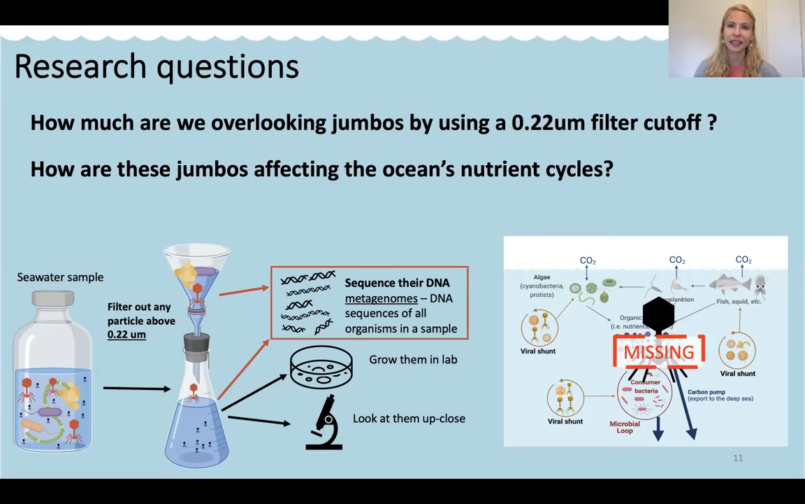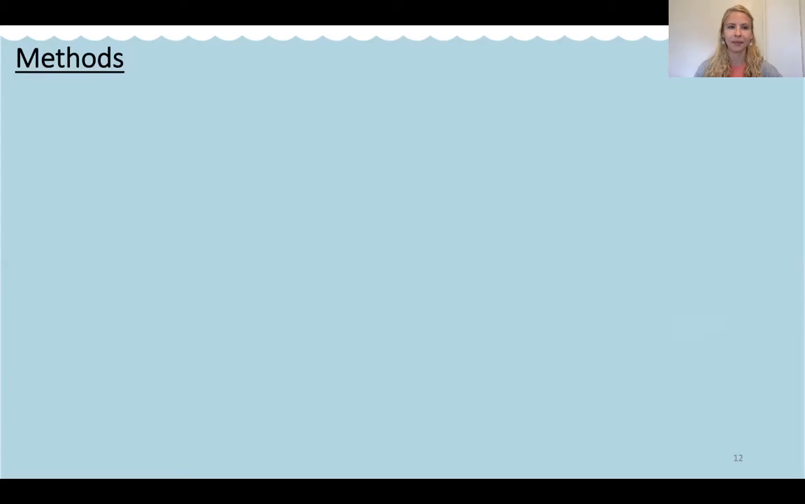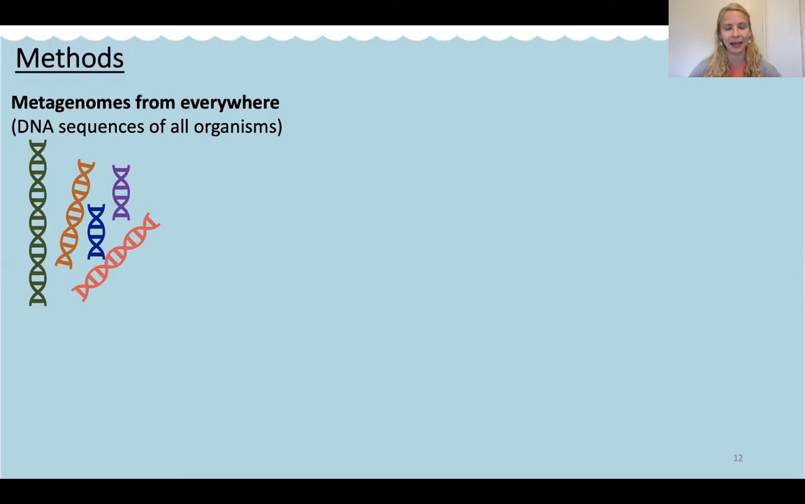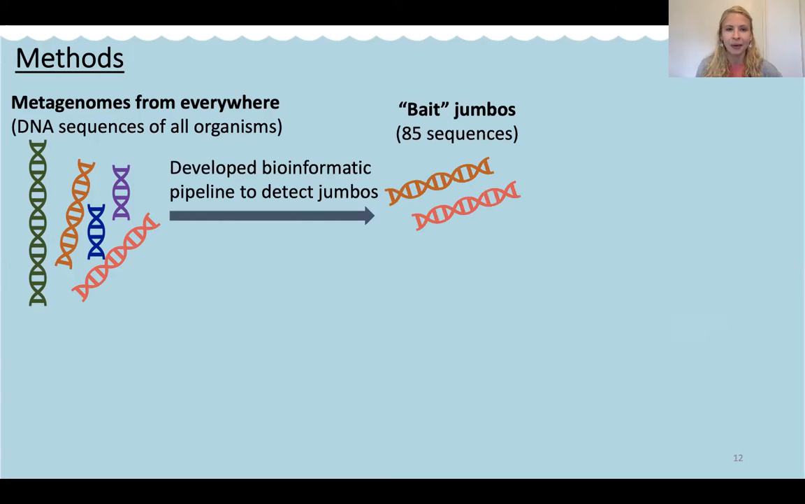To answer these questions, we started with metagenomes from samples collected everywhere. Again, metagenomes are DNA sequences of all organisms in a sample. We wanted to get as many jumbo sequences as we could, so we looked at samples from elephant poop to New York subway surfaces to wastewater. We created a bioinformatic pipeline to detect jumbophage sequences in these metagenomes, and we ended up with 85 bait jumbo sequences.